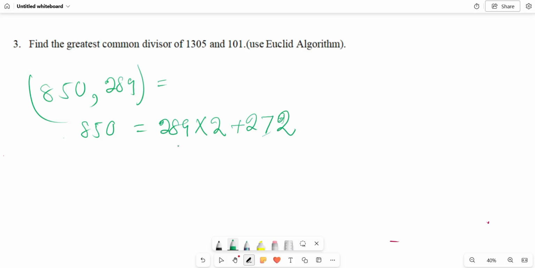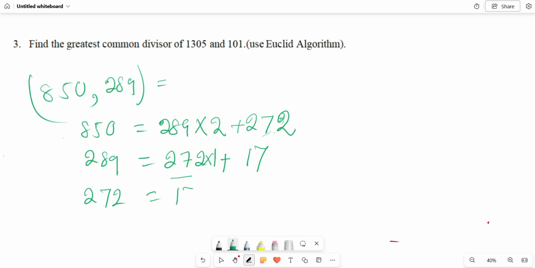272. Then 289 you are taking to this side, and 272. This remainder comes to here. Okay, there is the pattern. This remainder comes to here, right? And you know how many there are? 1, and the remainder is 17, right? Now this 272 comes to here, and 17 comes to here.